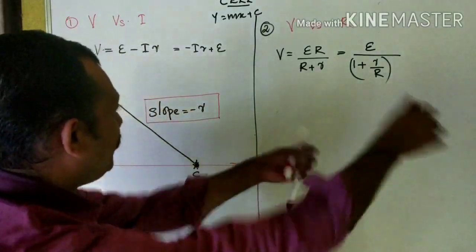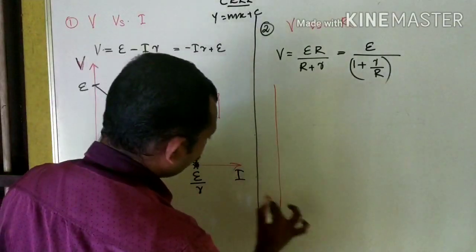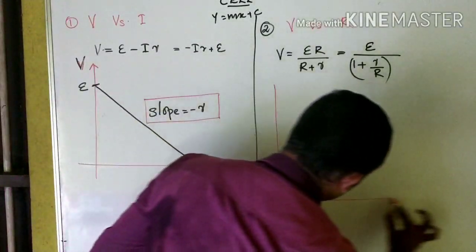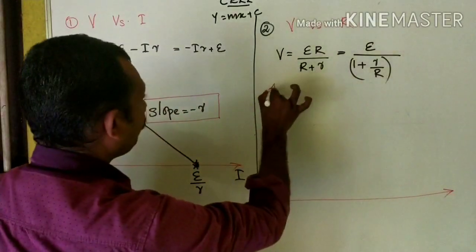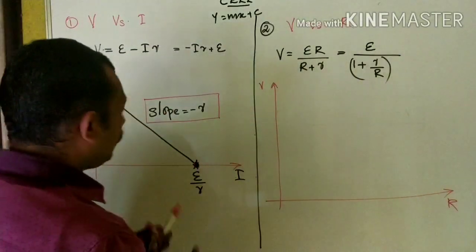Now, what will be the shape of the graph? Let us see. Terminal potential V versus capital R.